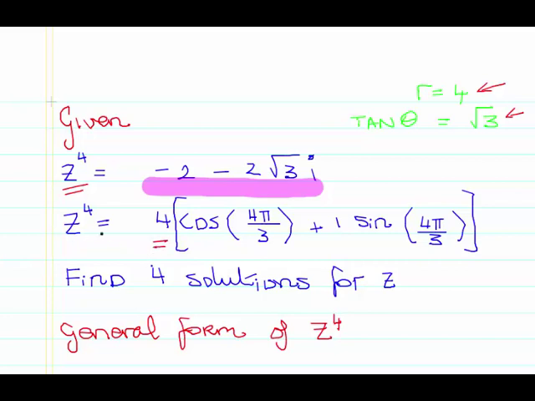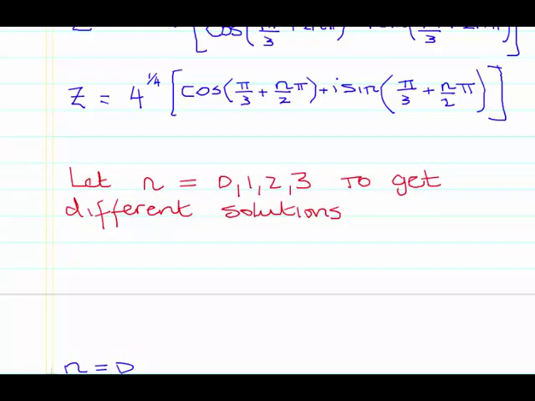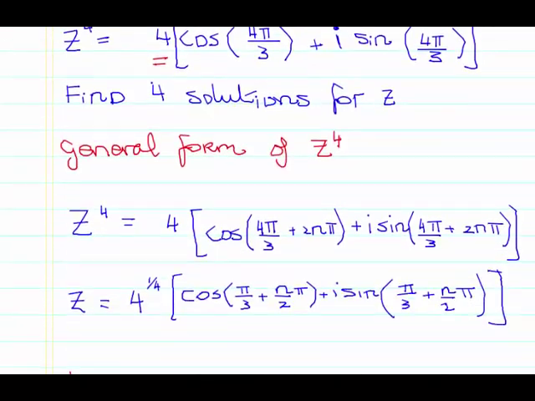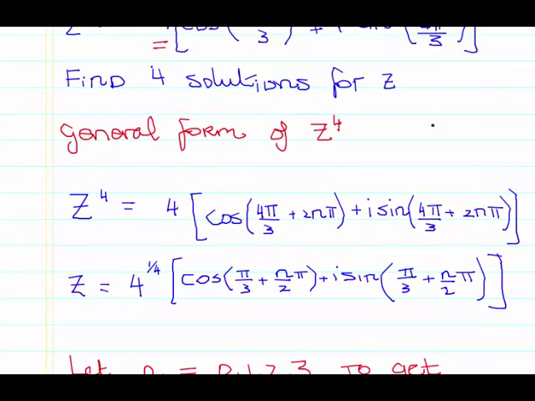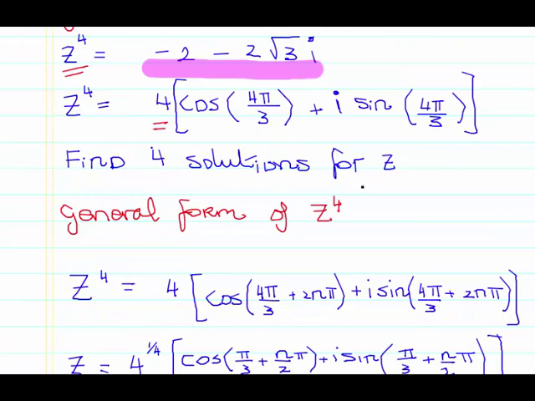So z to the power of 4 can be written as 4 times cos of 4 pi over 3 plus i sine 4 pi over 3. Essentially what we are asked to do is find four solutions for z, or find the four roots of this expression here. So the general form of z to the power of 4 is as follows.